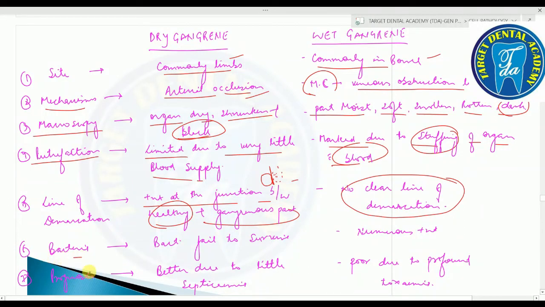The bacteria fail to survive in the dry gangrene, while in the wet gangrene there are numerous bacteria present. The prognosis is better due to little septicemia in dry gangrene, while the prognosis is poor due to the profound toxemia in wet gangrene. So this is all about the differentiating features between the dry gangrene and wet gangrene, very important for your MCQ.